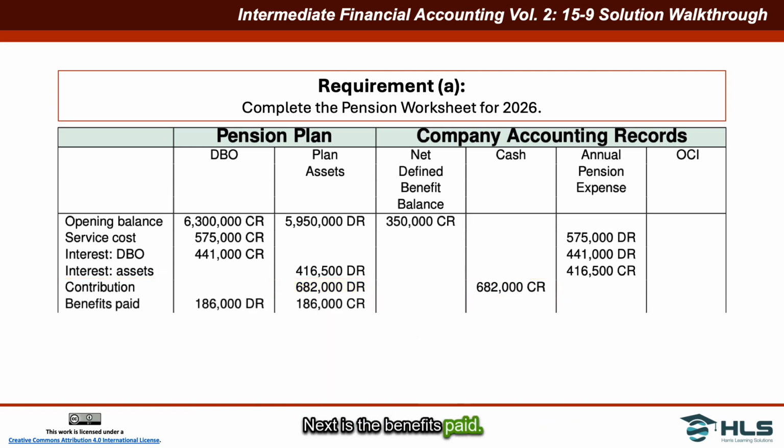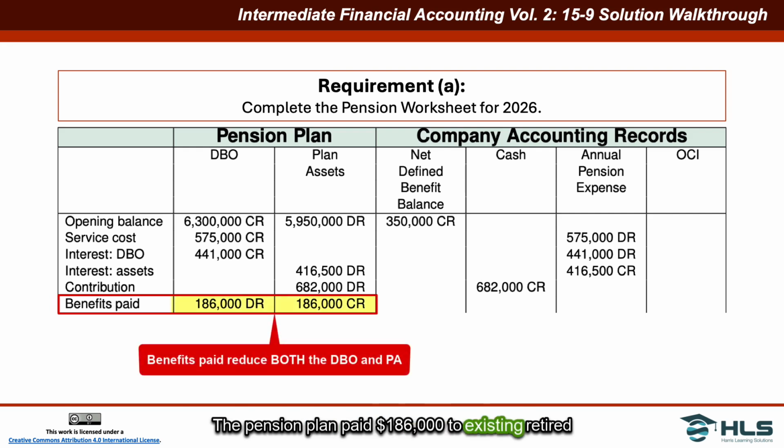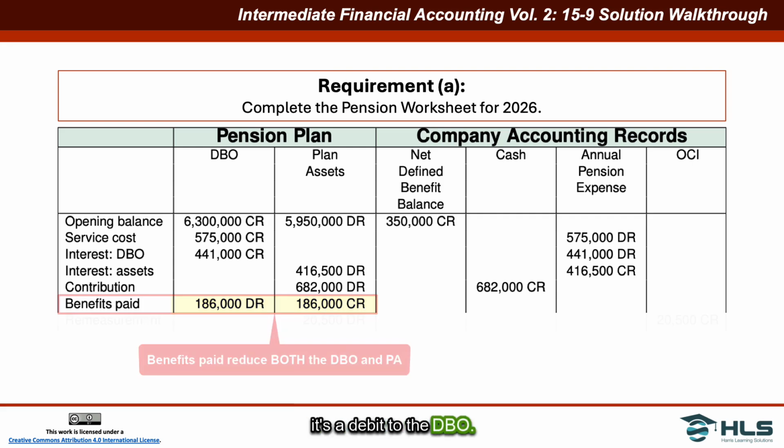Next is the benefits paid. This is strictly isolated to the trustee itself. The pension plan paid $186,000 to existing retired employees. So that's going to decrease both the defined benefit obligation and the plan assets. The money comes out of the plan and therefore is a credit to the plan assets. And because it reduces a liability, it's a debit to the DBO.